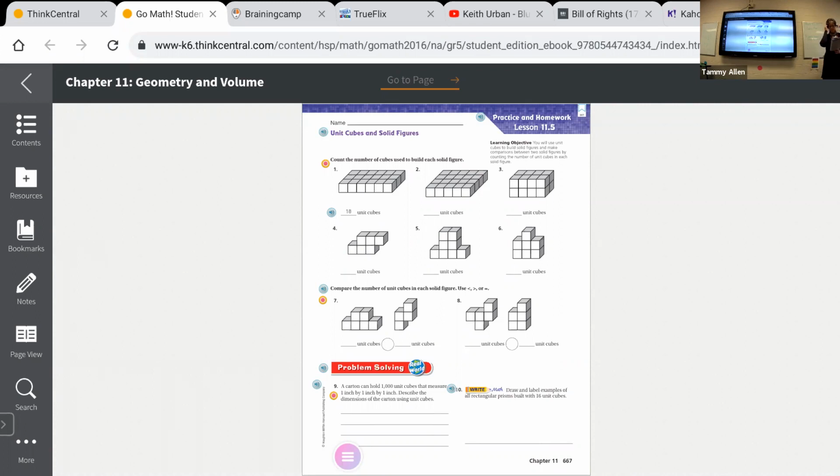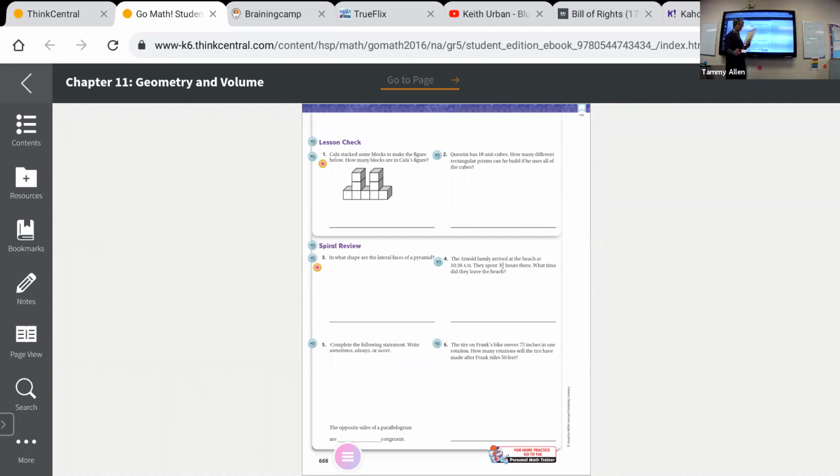Any questions on those? 7 unit cubes? Anybody? I was hoping that page took you maybe 2 minutes, 3, 4, I don't know, and it didn't take you long to count, is that correct?